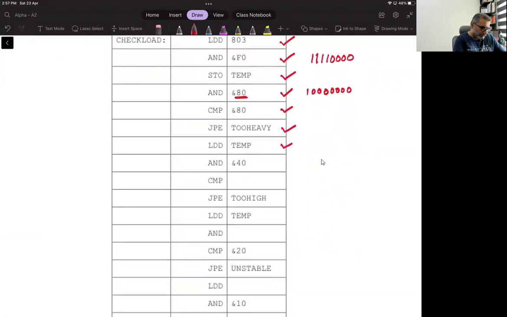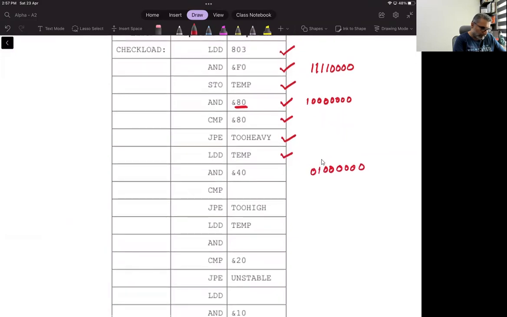Load temp, AND with 40, 1, 2, 4, 0. Compare with 40, obviously the same. Jump if equal to too high.